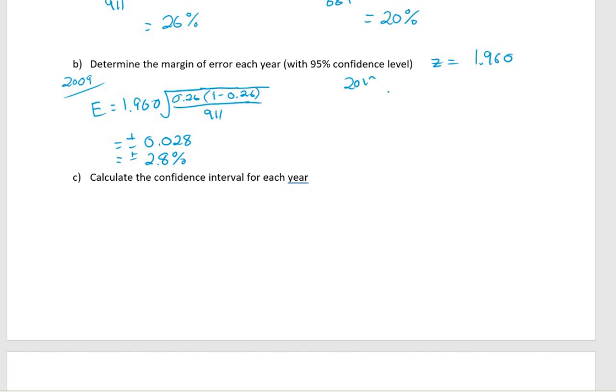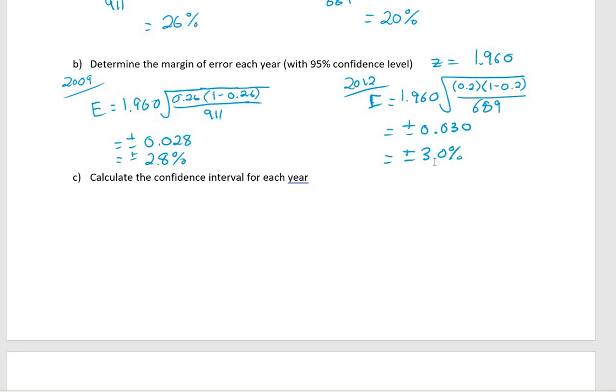And then for 2012, we do the exact same thing. E is equal to 1.960 times the square root of the probability, which is 0.2, times 1 minus the probability, all divided by the sample size, which was 689, gives us a margin of error plus or minus 0.030, or plus or minus 3.0%.